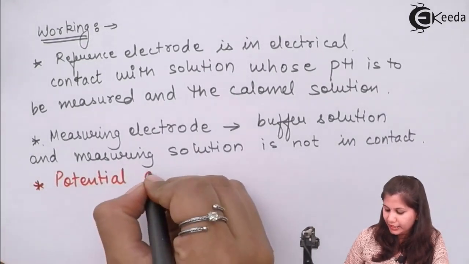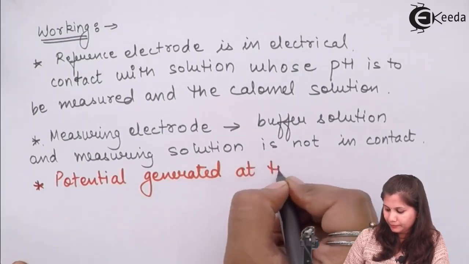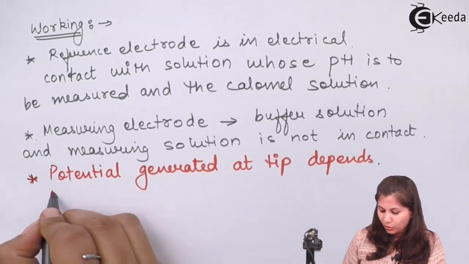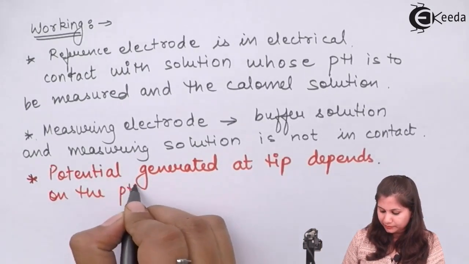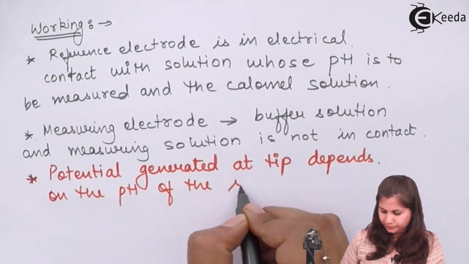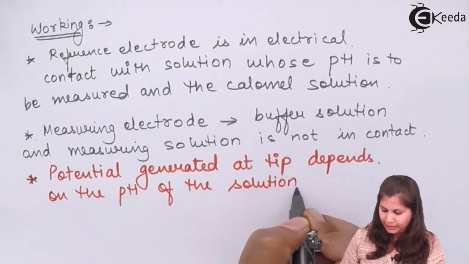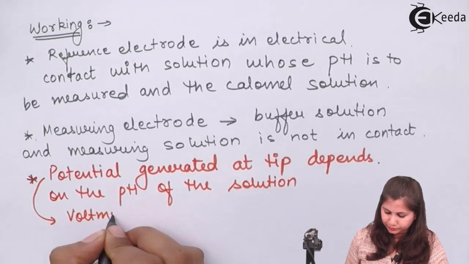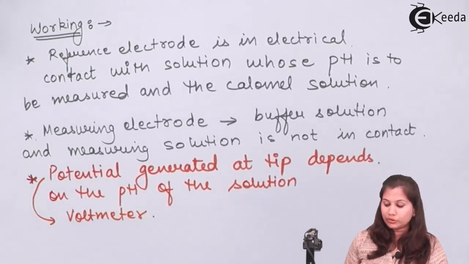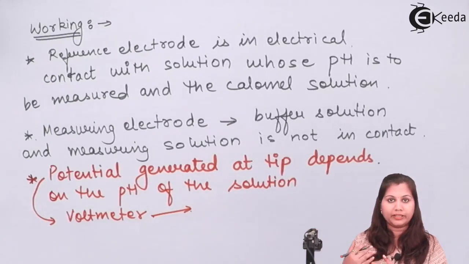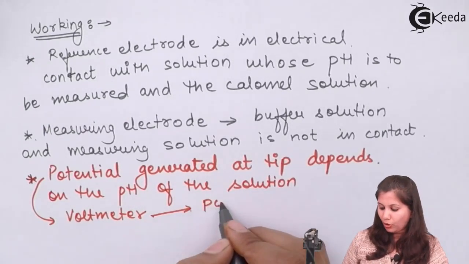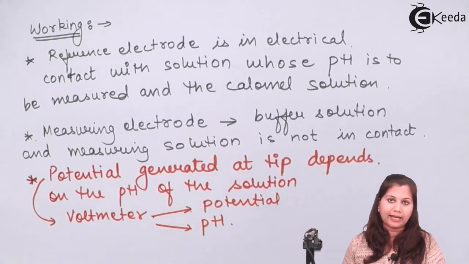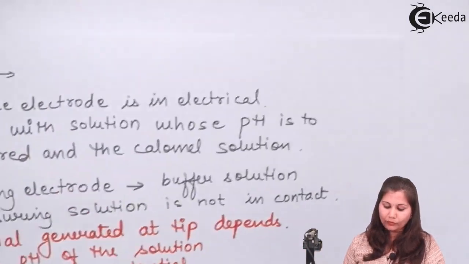So the potential generated at the tip depends on the pH of the solution. And this potential can be measured with the help of the voltmeter. So this voltmeter can be calibrated to give us the readings of the potential, or we can calibrate it to give the readings of the pH value of the solution directly.